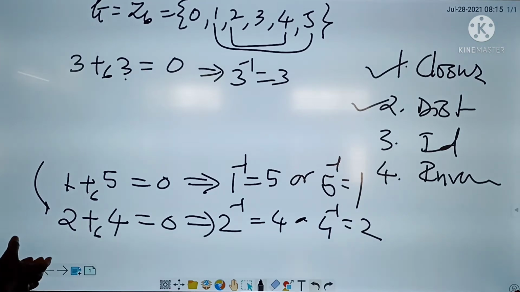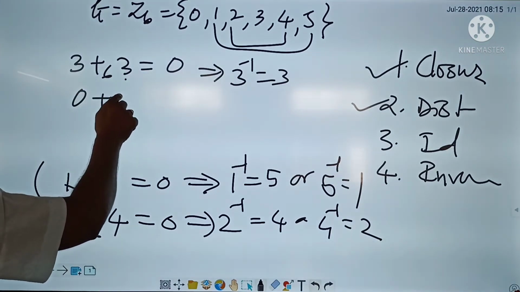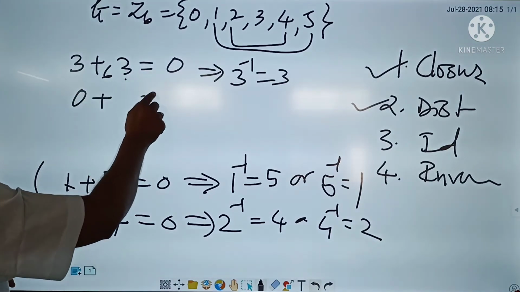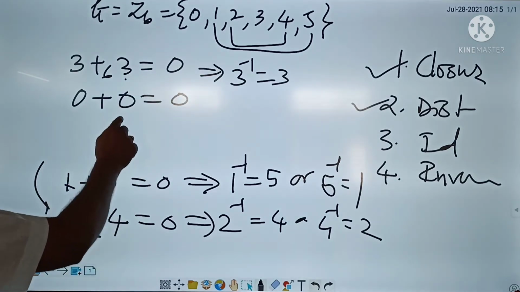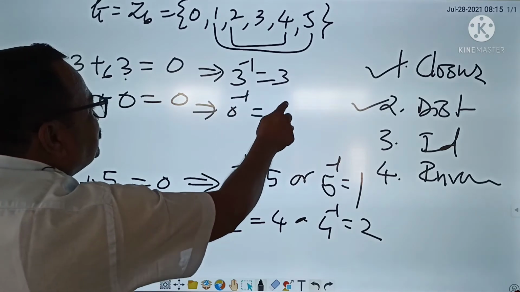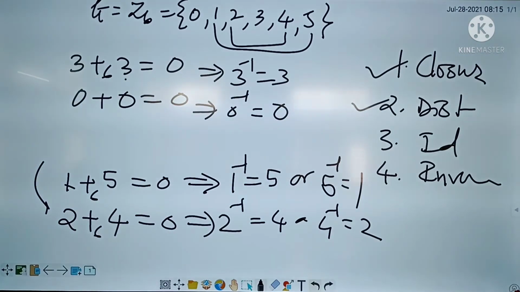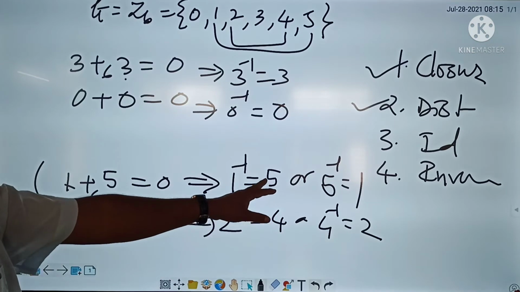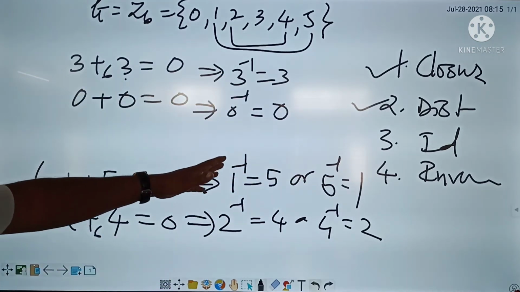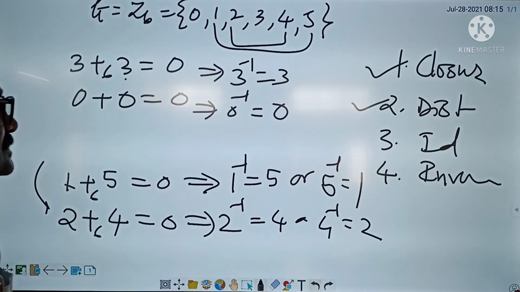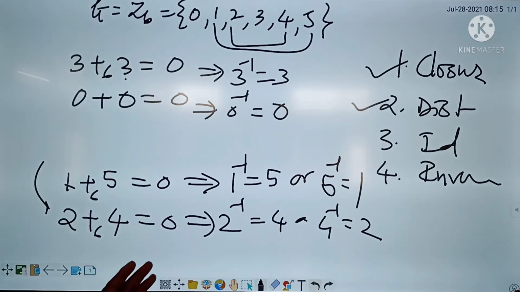Then what about 0? 0 plus a, that is a, 0 is equal to 0. For this I want 0 means 0 plus 0, so b must be 0. This implies the inverse of 0 is 0. So the inverse of 0 is 0, the inverse of 1 is 5, the inverse of 5 is 1. So the inverse of each element exists, which means Z6 is a group under the operation addition modulo 6. I think you got a clear idea about this one.